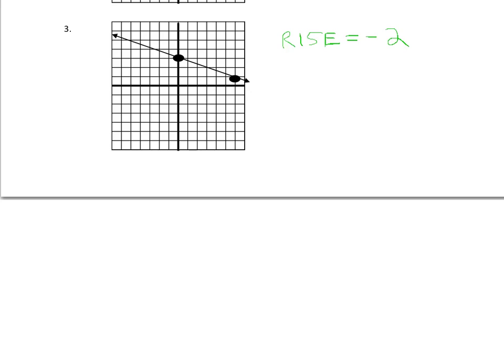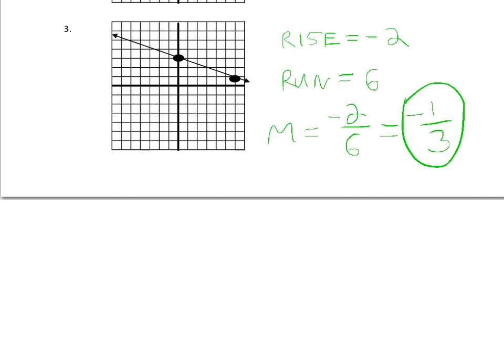Let's go back to my good old arrow. So I went down 1, 2. Now I'm going to go to the right. So the run's going to be positive. I'm going to go to the right 1, 2, 3, 4, 5, 6. So my run is positive 6. So when I put it together, I have rise over run, -2 over 6. Now this is a good example. This can reduce. -2 over 6 reduces to -1/3.